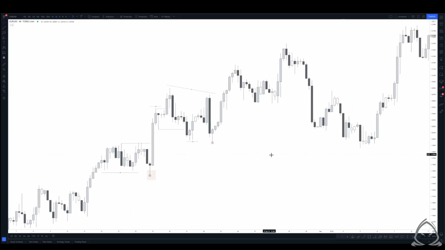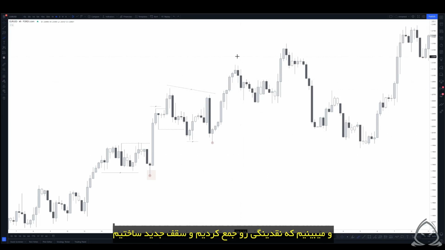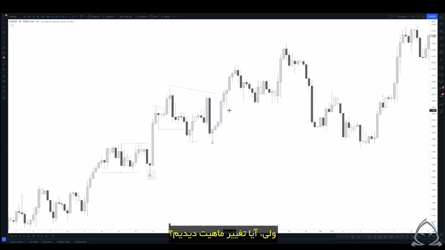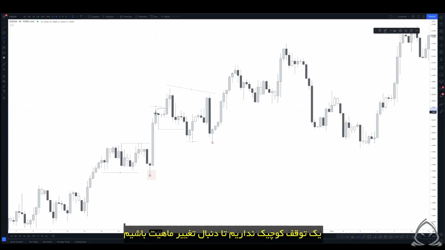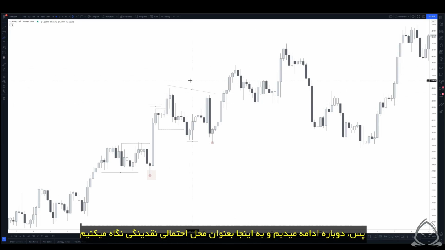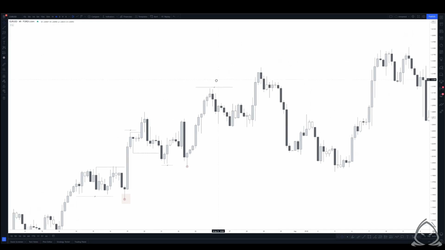We've taken out liquidity. And what we can say is we've taken out liquidity, we've created a new high, but have we seen a change of character? No, we haven't. This is just one clean impulse. We don't have a little pause that we can start to look for changes of character. So again, we just continue on and we start to look at this as a potential point of liquidity.